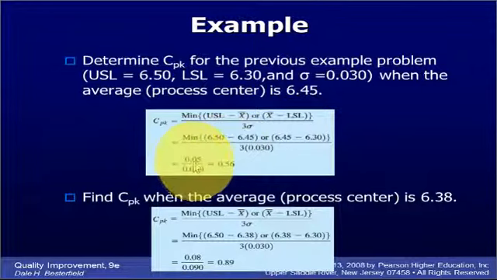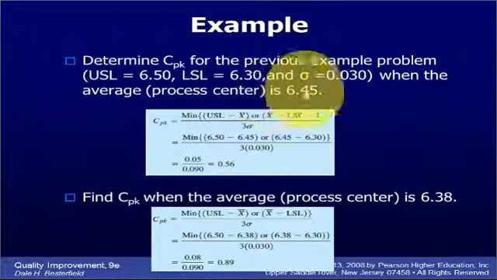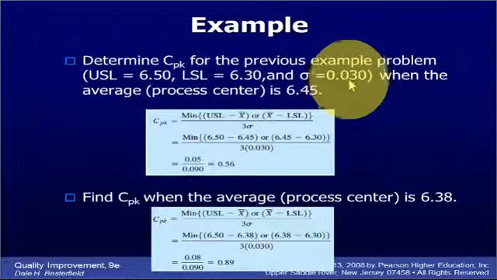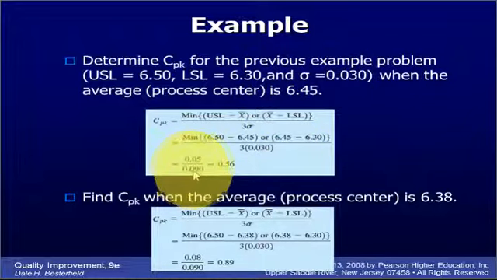So we take 0.05 as our numerator, and then our denominator is 3 times the sigma, so 3 times 0.030. This serves as our denominator, and therefore the CPK value computed in this case is 0.56.